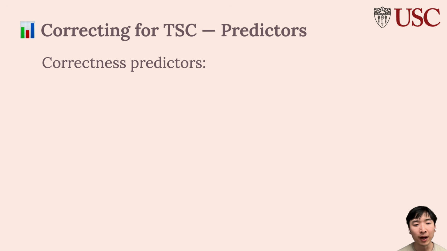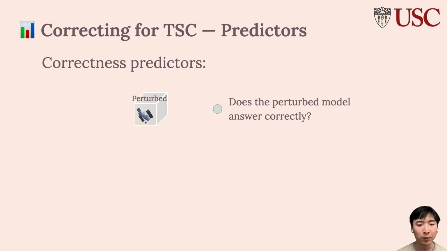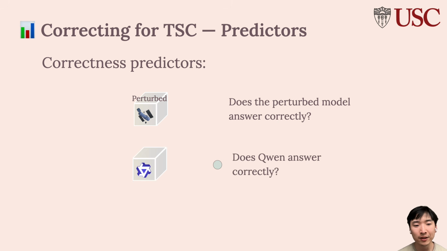For the sake of time, I won't get into too much detail on the correctness predictors. Predicting whether the perturbed model is correct on an example is similar to predicting the difficulty of the example. Typically, difficult examples for one model are difficult for another as well. If you have another uncontaminated language model, you can use it to predict whether the perturbed model is correct.